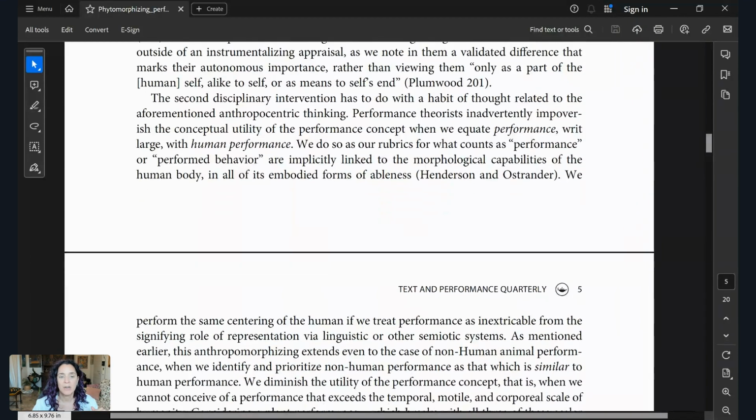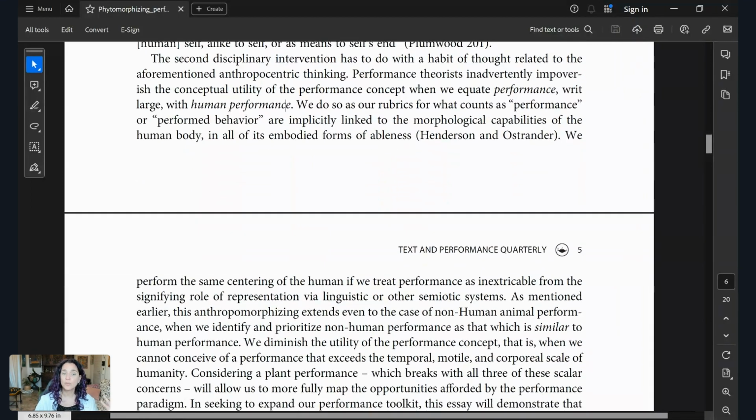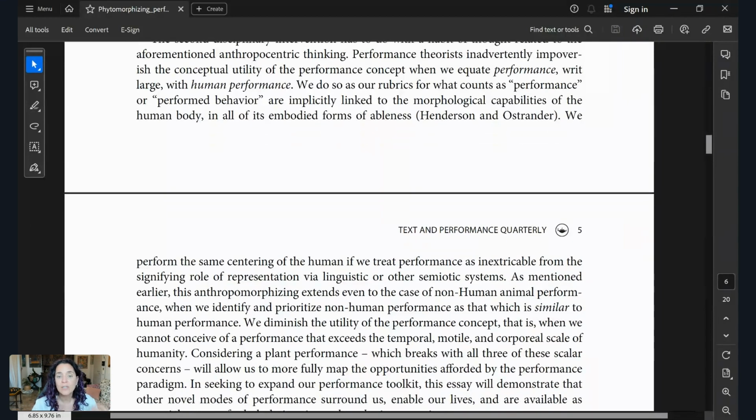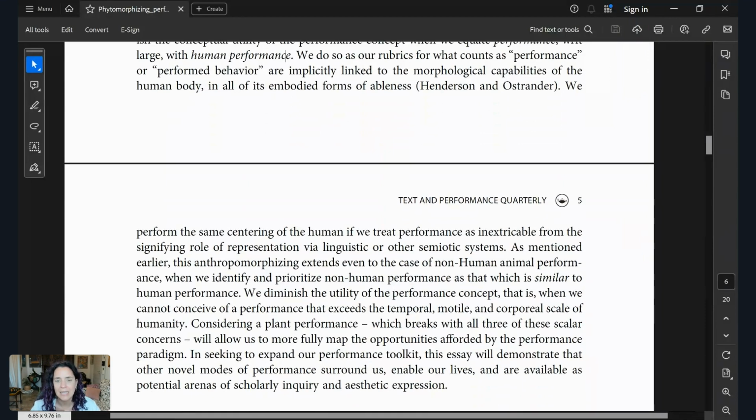The second disciplinary intervention has to do with the habit of thought related to the aforementioned anthropocentric thinking. Performance theories inadvertently impoverish the conceptual utility of the performance concept in that we equate performance writ large with human performance. We do so as our rubrics for what counts as performance or performed behavior are implicitly linked to the morphological capabilities of the human body in all of its embedded forms of ableness.